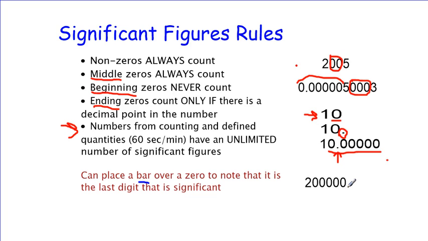But if I were to put a decimal point in, then all of those ending zeros would be significant. But if I only want this number to have 3 significant figures, I can't put a decimal point because it would have 6, and I can't not put one because it would only have 1. I would start at the left and say I want the 2, the 0, and this 0 to be significant. I would put a bar over that 0, and that would tell me that everything up to that 0 is significant.